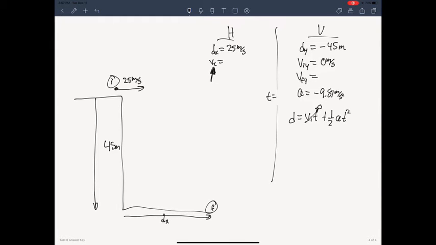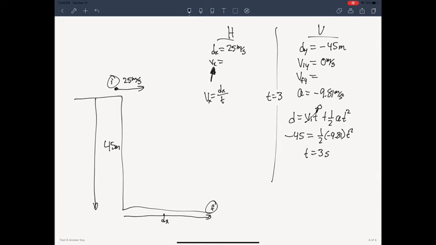This goes to 0 again. So distance negative 45 equals 1/2 times negative 9.81 t squared. We're going to solve for t real quick here. What is going on with my calculator? So I got about 3 seconds. 3 seconds. Now we're going to use our only equation that we use in this direction.